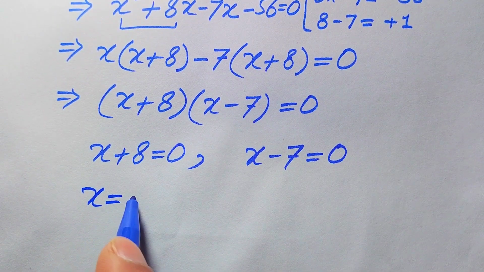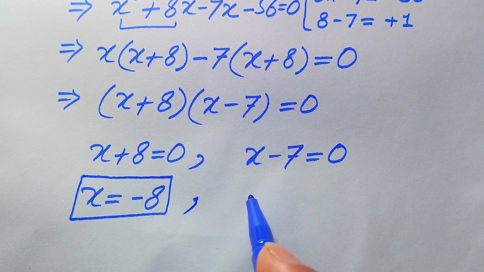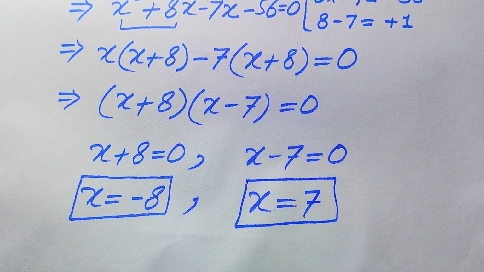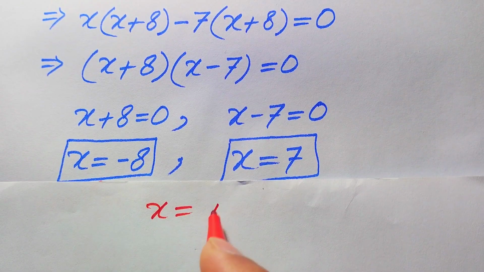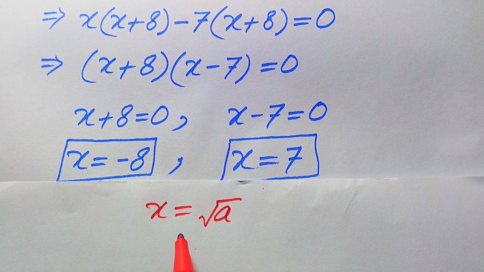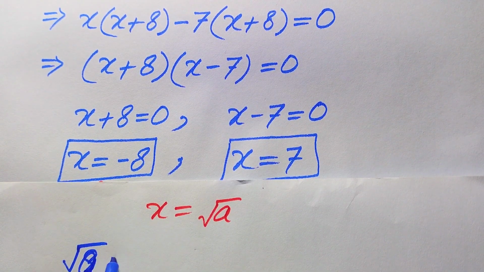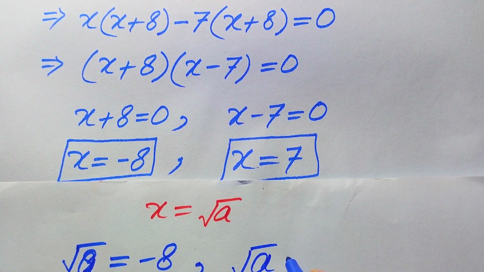From here we easily get the value of x is equal to minus 8, and from here we easily get the value of x is equal to plus 7. So these are the two values of x, but now here in the start of the problem we took our x is equal to square root of a, and now we back substitute this value of x into the above both values, and when you put it here it will become square root of a is equal to minus 8, and when you put this here it will become square root of a is equal to 7.